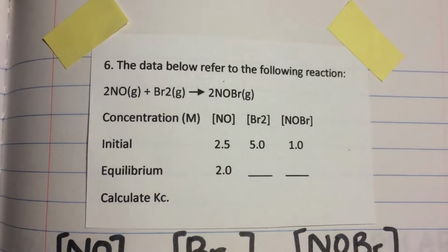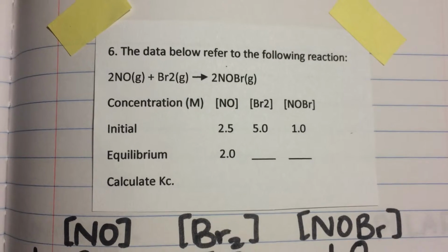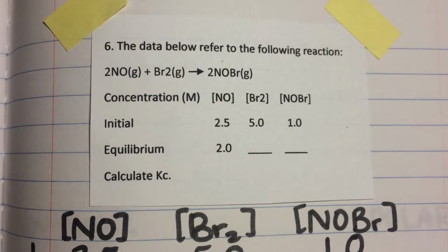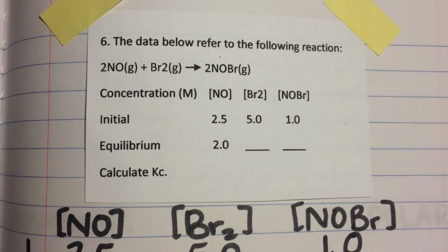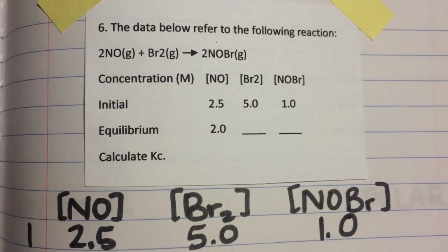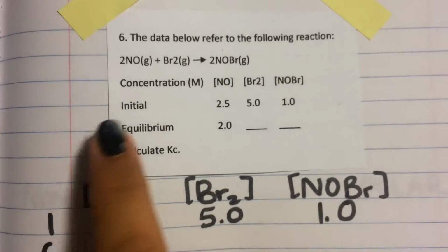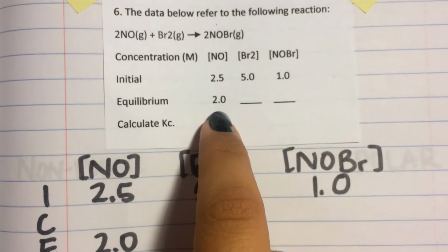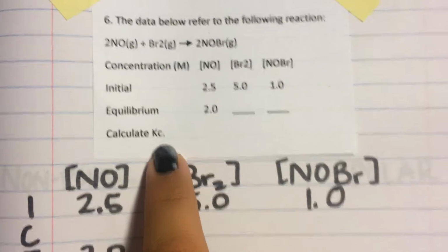So before us we have an equilibrium slash calculating a constant problem, and it states the data below refers to the following reaction: 2 nitrogen oxide as a gas plus bromine as a gas goes to 2 nitrosyl bromide as a gas. They give us a table here of initial concentrations and a concentration at equilibrium, and they want us to calculate the Kc.